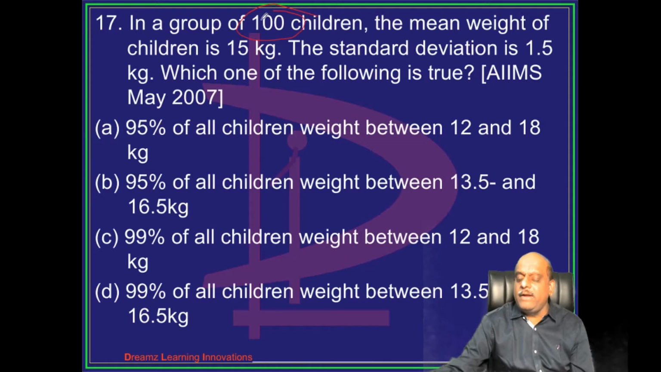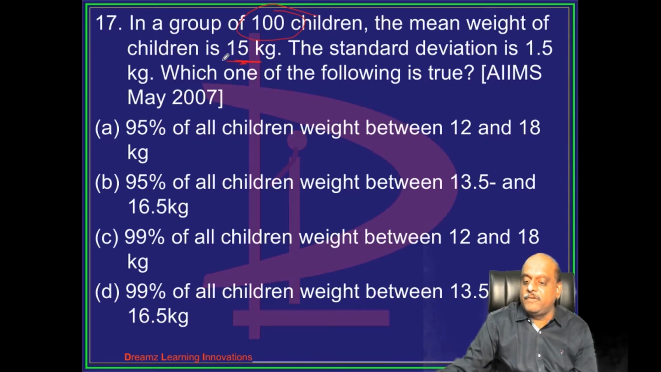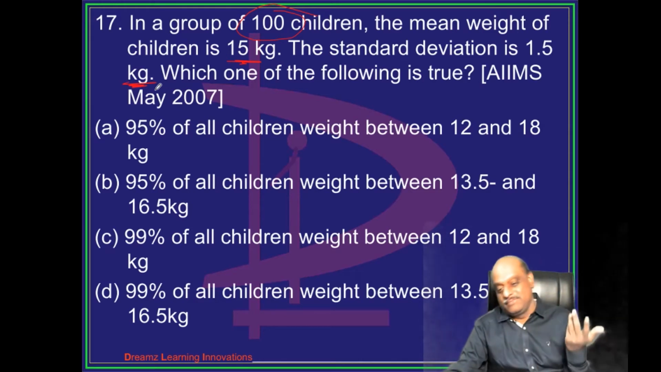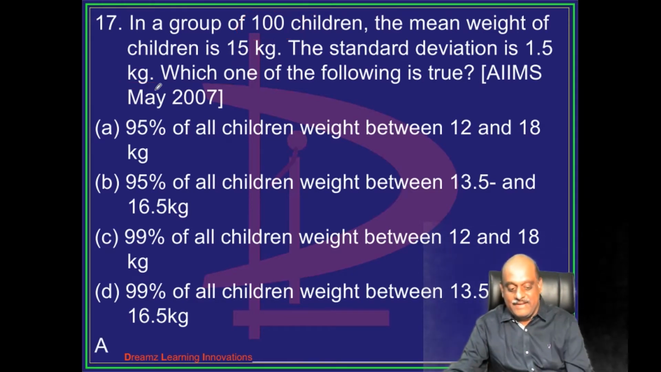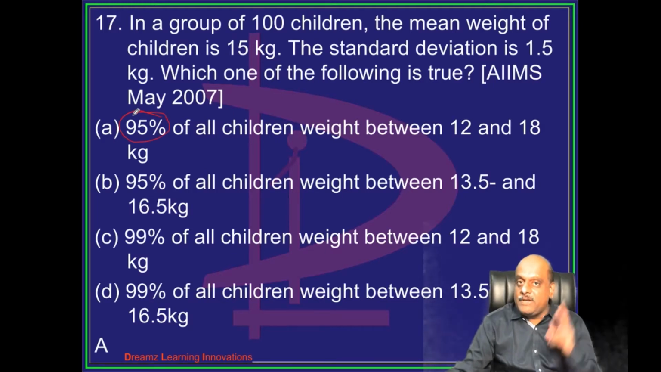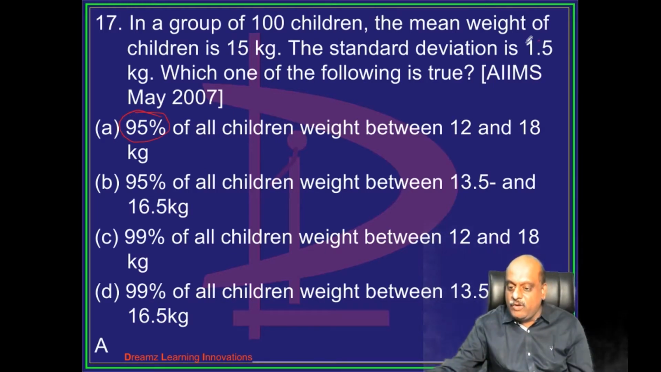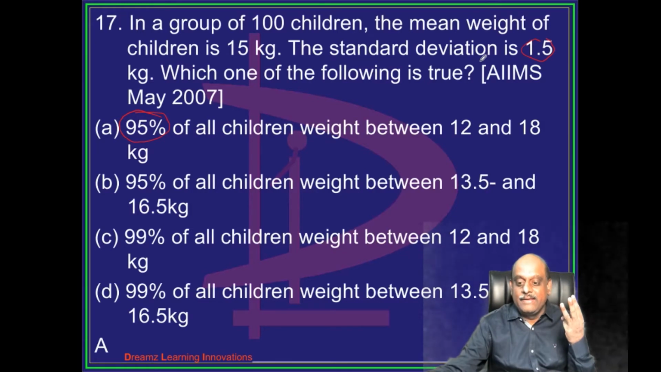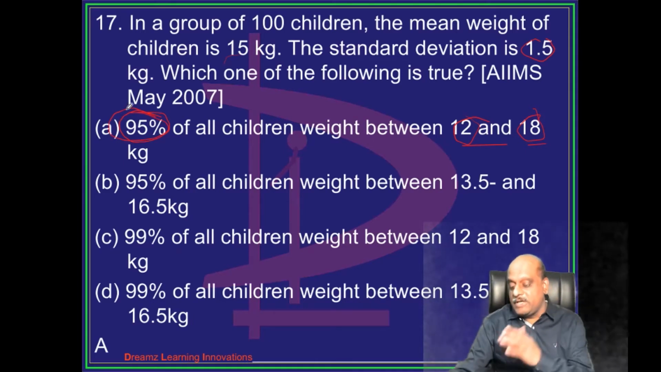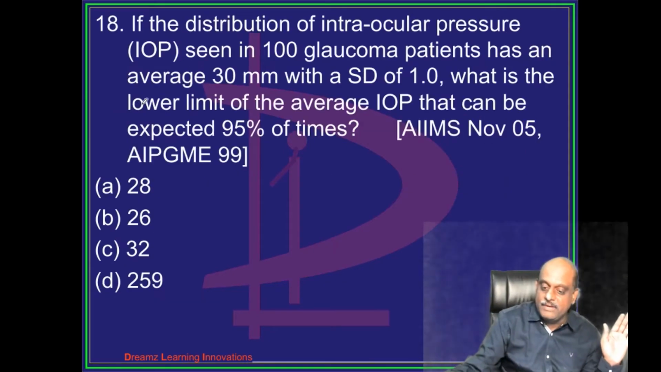In a group of 100 children, the mean weight is 15 kg, standard deviation 1.5 kg. Easy question. So doctor, 95% of the population falls within 2 standard deviations. 2 into 1.5 is 3. So 15 minus 3 is 12, 15 plus 3 is 18. Between 12 and 18, 95% of all children are falling.